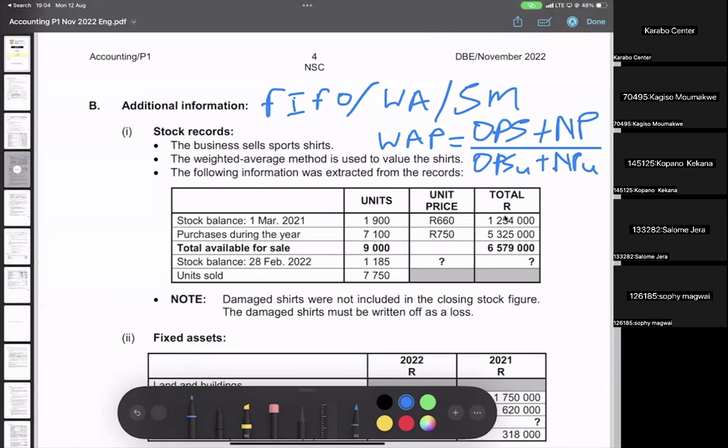In this case, our opening stock in rand value is 1,254,000. We don't have returns. We have purchases during the year, and our purchases are 5,325,000, all over. And then we have to check how many units. 1.9 units.